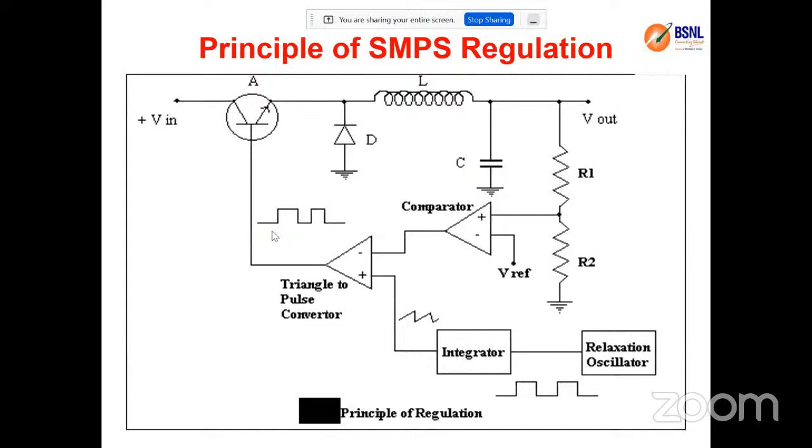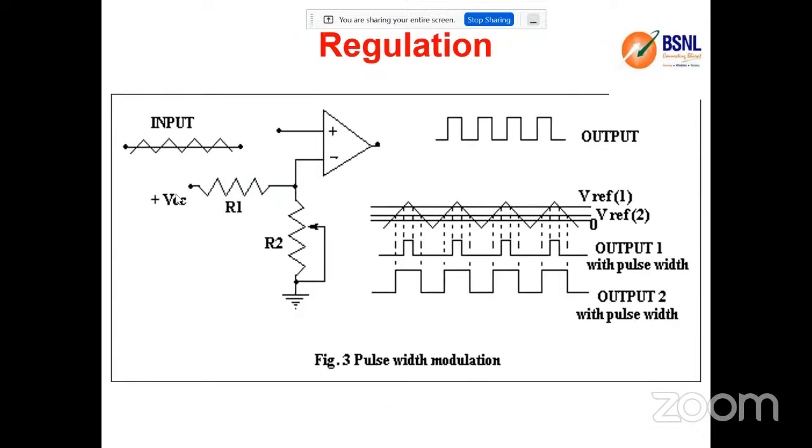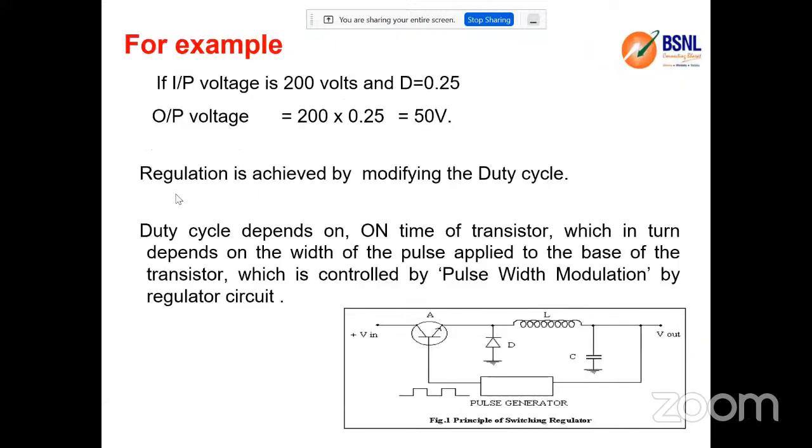Suppose to have more output, my on time is more, or I need to have a maximum base current for this transistor. So just by varying it, you are able to control it. I will show you in this way, from this diagram.